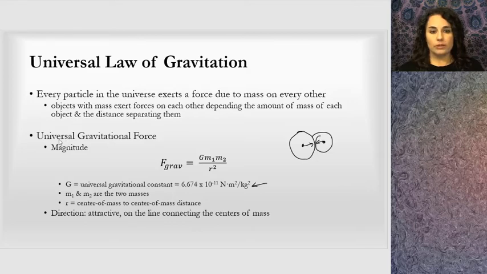Another thing to note about the universal gravitational force is that the direction is attractive. Things with mass attract one another, and it's on the line connecting these two centers of mass. So when you look at the radius here, the radius for these two masses would be this distance. Even though each one has its own radius, r1 plus r2, the r to be used in the gravitational force would be r1 plus r2. So watch out, it gets a little tricky with the distance between center of mass to center of mass.